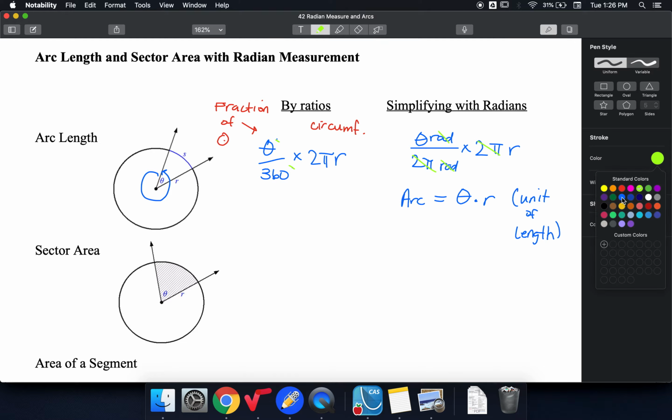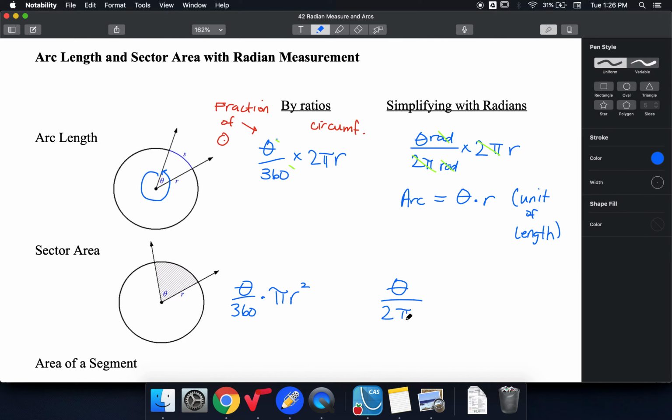If I think about area, we've got the same idea. You'd have theta over 360, except this time my formula for area is pi r squared, ugly and clunky, or theta over 2 pi times pi r squared, and my pi's cancel, and I end up with 1/2 theta r squared as my shortcut for area of a sector.